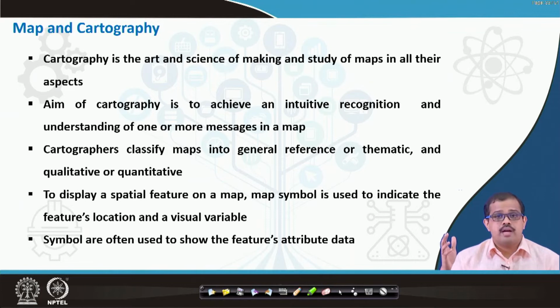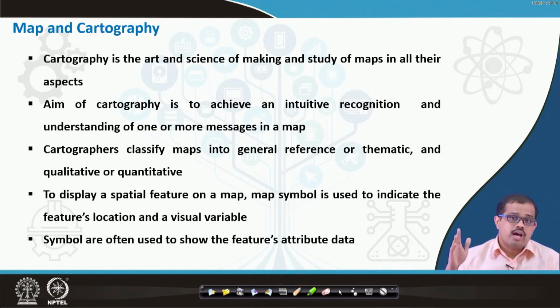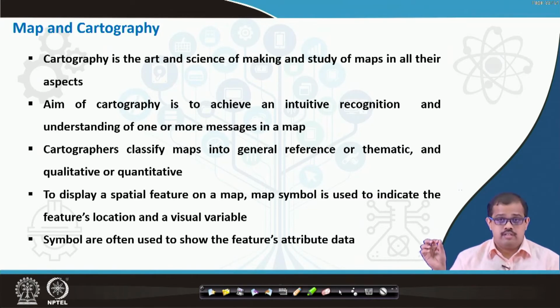Cartographers classify maps into general reference or thematic reference. Now the cartographic maps are based on thematic references, and qualitative and quantitative. So you can have qualitative maps also, and you can have quantitative maps also. That is based on the requirement that you have and the end user who is trying to use your maps. And to display a spatial feature on a map, a symbol is used to indicate the feature location and a visual variable, which you should remember.